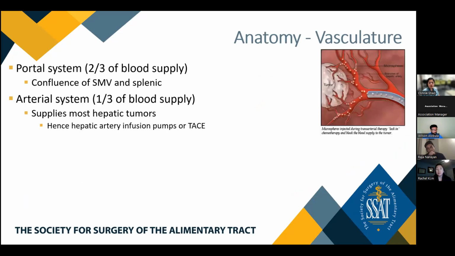But even though it's only composing 1/3 of the blood supply, it's still a very important blood supply for the liver, because it does supply most hepatic tumors. And this is how I remember that when we talk about hepatic artery infusion pumps, or TACE, and other interventional non-surgical treatments for hepatic malignancies, we are talking about systemic therapy through the arterial system, not the portal system, because that is what supplies these tumors.